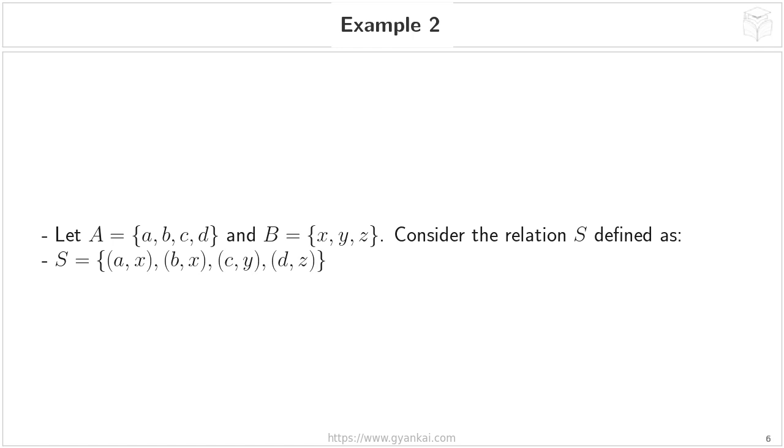Let me list those ordered pairs out for you. We have (B, X), (C, X), (C, Y), and (D, Z). That's our relation S.